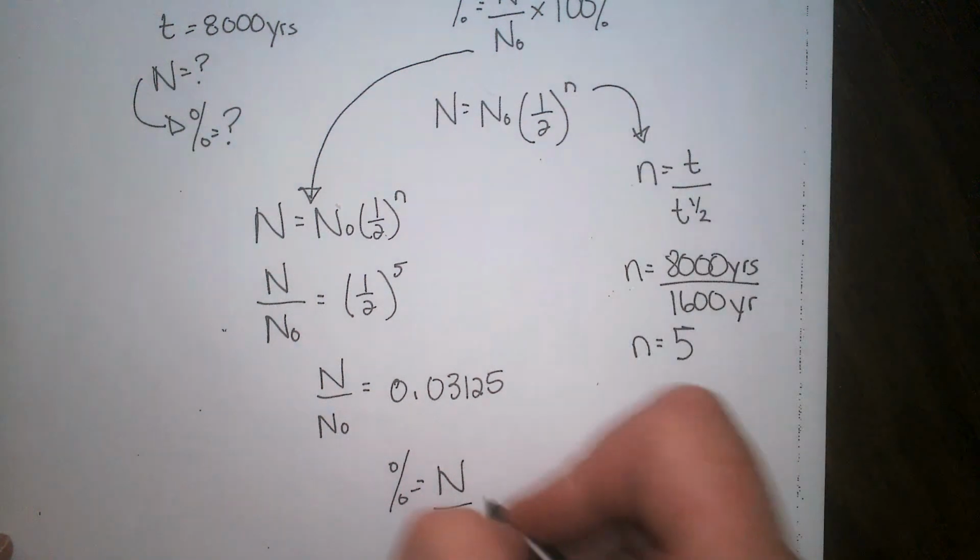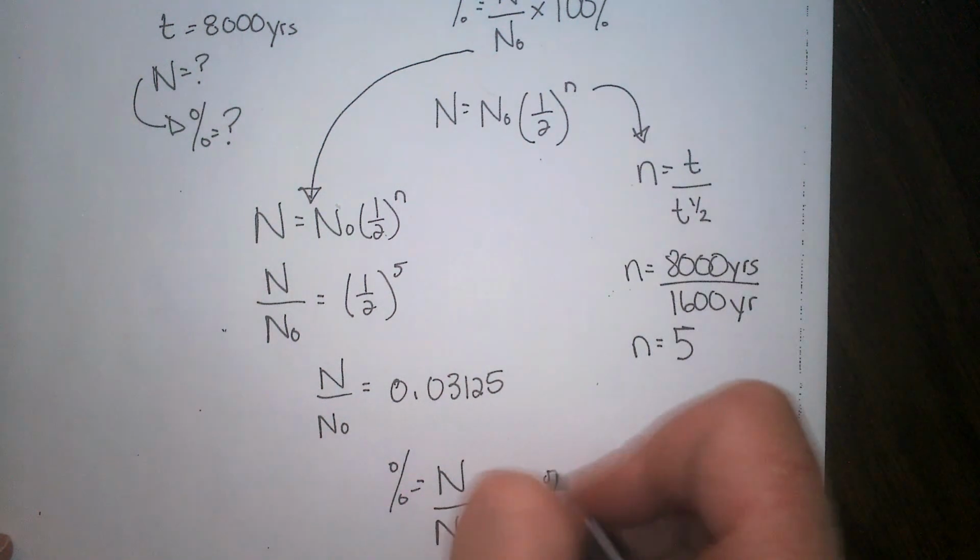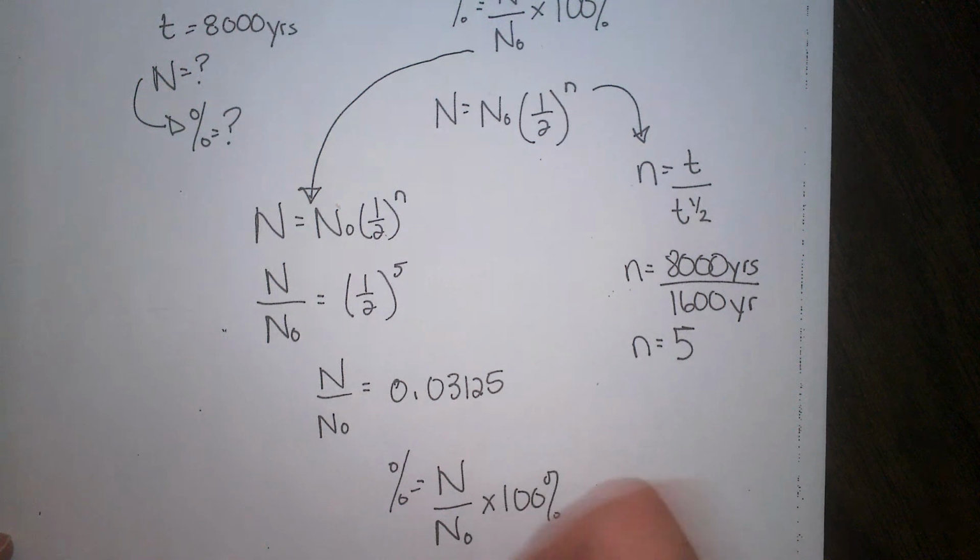When I go back to percent, it's N over N naught. I forgot to add the times 100%. So N over N naught is 0.03125 multiplied by 100%. So we get 3.125% remaining.